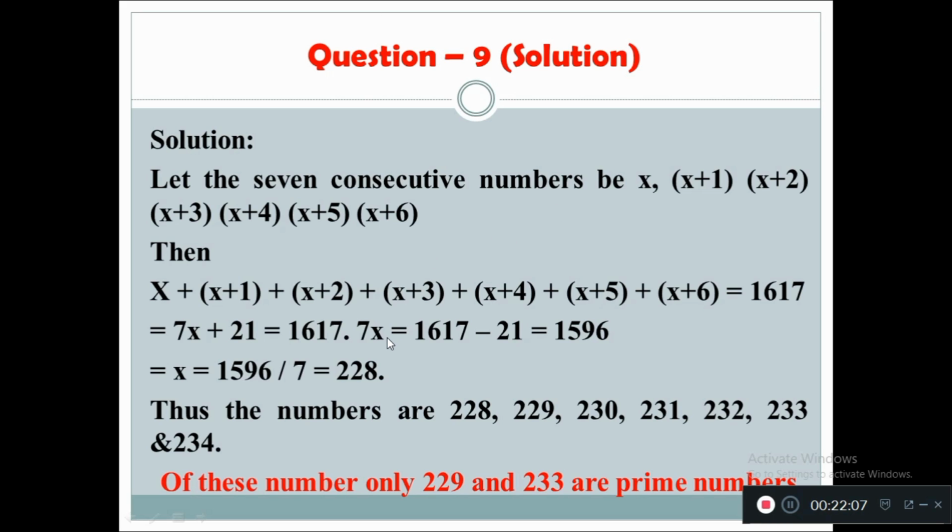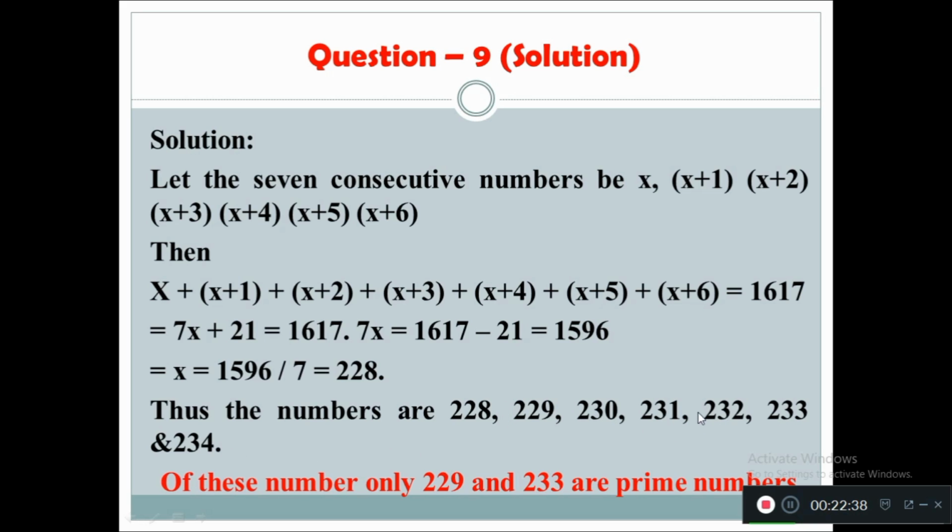Now 7x is equal to what? 1617, when 21 goes to that side, it becomes minus 21, which gives 1596. So now what about x? x is equal to 1596 upon 7, which will give 228. Thus the numbers are, the first number we got, that is 228. So you write the next numbers: 229, 230, 231, 232, 233, 234.